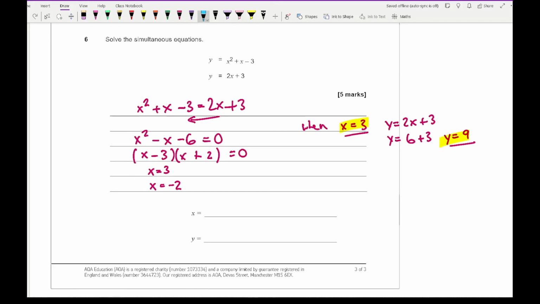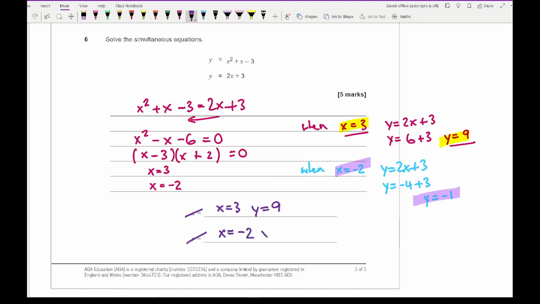And when x equals minus 2, y equals 2x plus 3 is going to be y equals minus 4 plus 3, which equals y equals minus 1. So that's my second set of solutions. And so the answers that I should have are, and again I don't really like how they've written this, so let's just get rid of that. So here we've got when x equals 3, y equals 9, and when x equals minus 2, y equals minus 1. And that concludes this topic test.